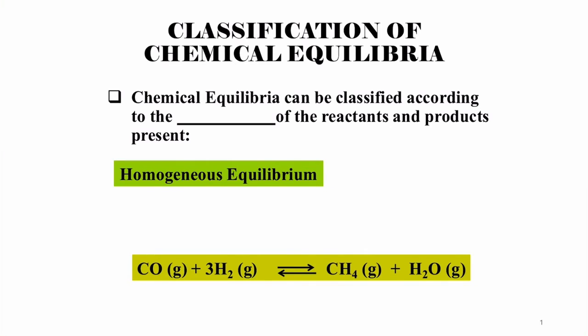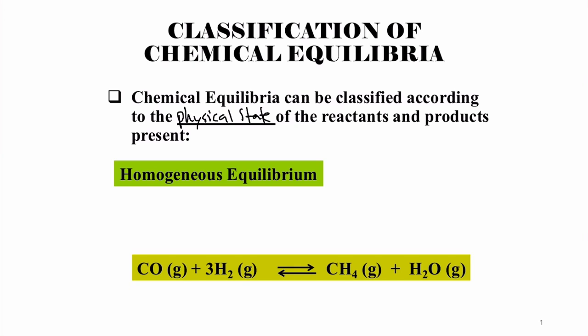Heterogeneous and homogeneous equilibrium. So the chemical equilibrium can be classified according to the physical state of the reactants and the products present. So in homogeneous equilibrium, what do you guys think that's going to be? Think about homogeneous versus heterogeneous mixture. What does that mean? Say that one more time.